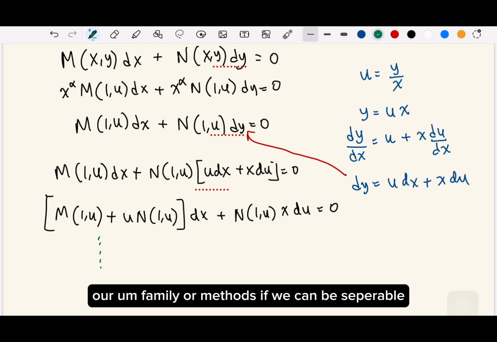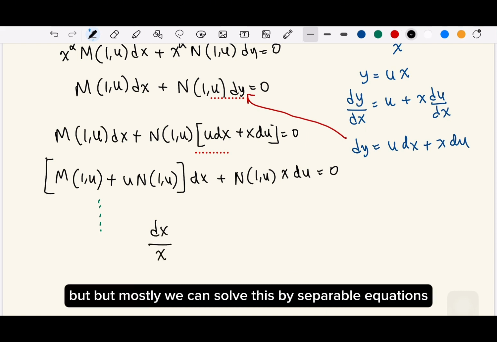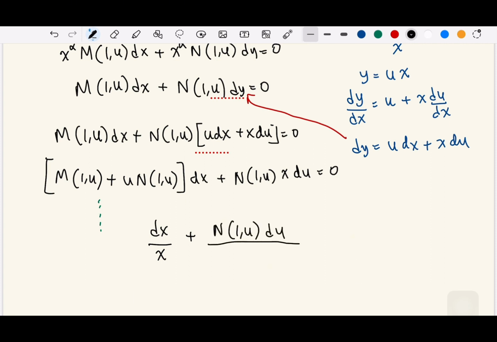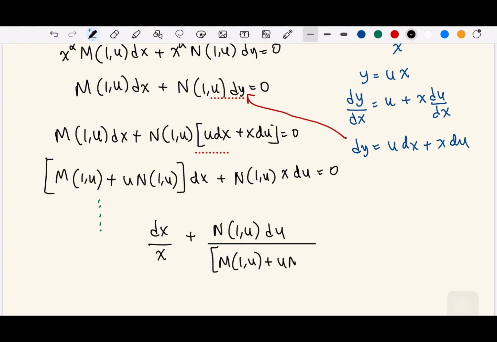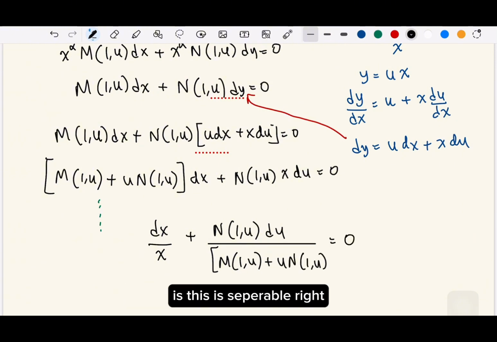with our familiar methods. Okay? It can be separable, even maybe linear, but mostly we can solve this by separable equations. Okay? So we have this dx over x plus n1(u) du divided by m plus un, and then this is equal to 0, which is separable, right?